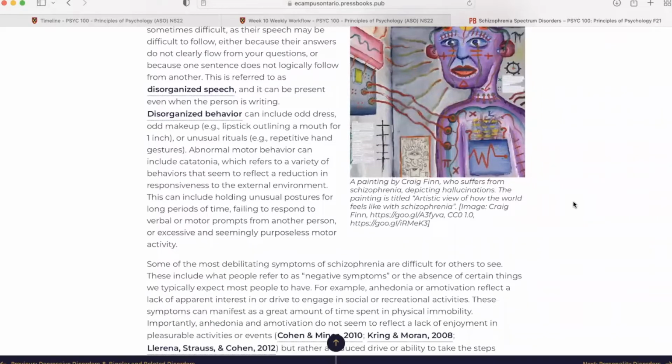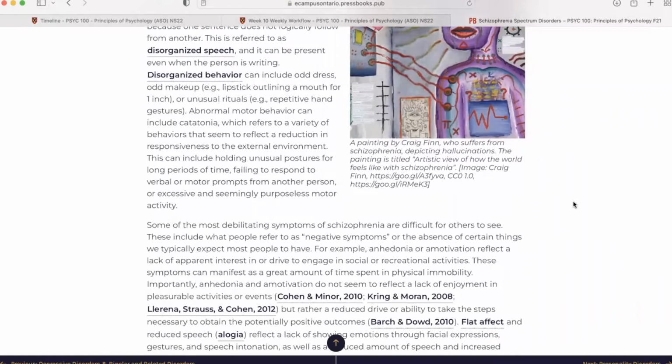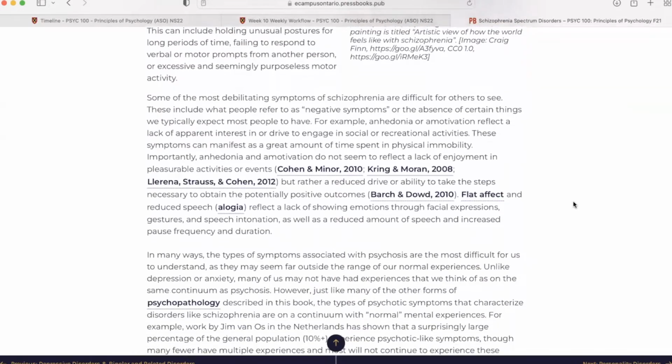Abnormal motor behavior can include catatonia, which refers to a variety of behaviors that seem to reflect a reduction in responsiveness to the external environment. This can include holding unusual postures for long periods of time, failing to respond to verbal or motor prompts from another person, or excessive and seemingly purposeless motor activity.